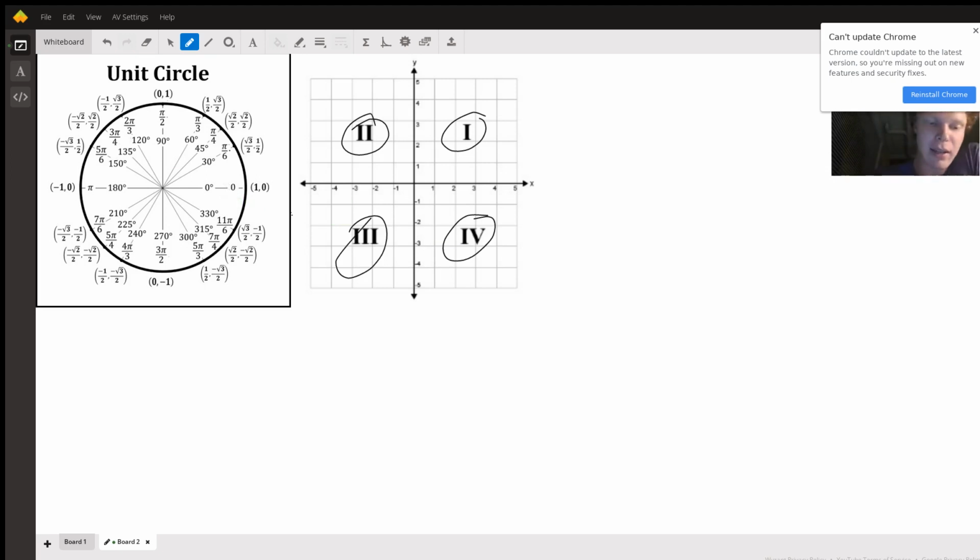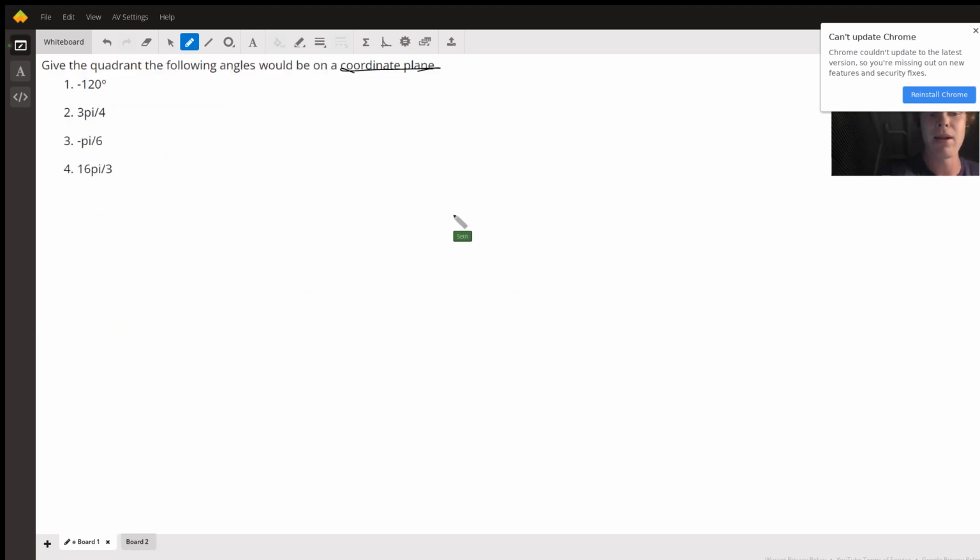So it asks for negative 120. Typically, if it was positive 120, you would go up the unit circle like this until you hit 120, and then that would be the quadrant you're in. But we're talking about negative 120, so you have to go negative 120 in that direction, which gets you to 240 degrees, which clearly is in, as we labeled before, quadrant 3. So that's the answer to part 1, quadrant 3.